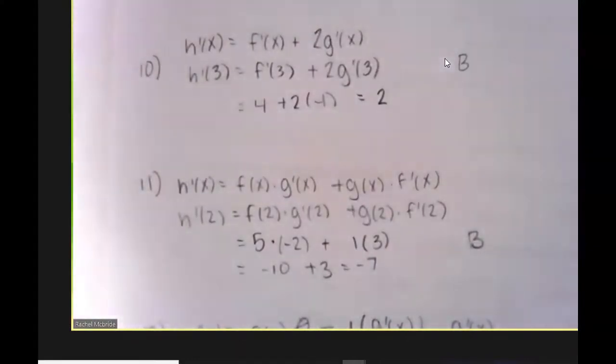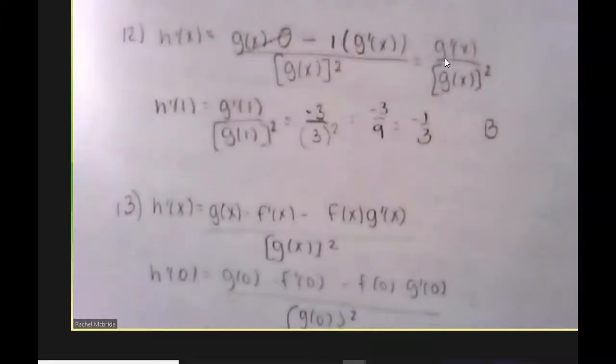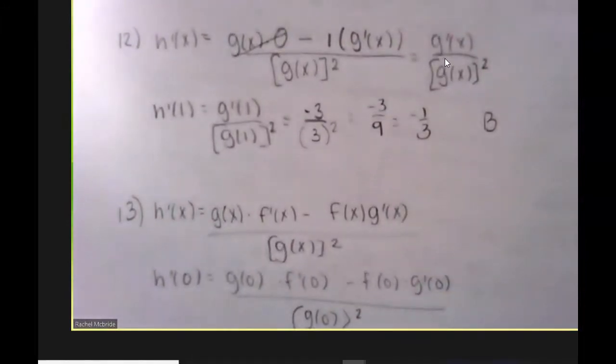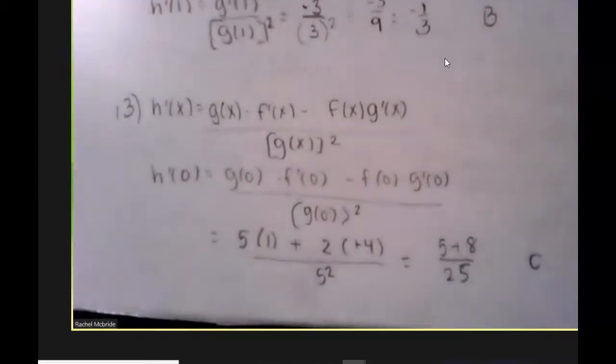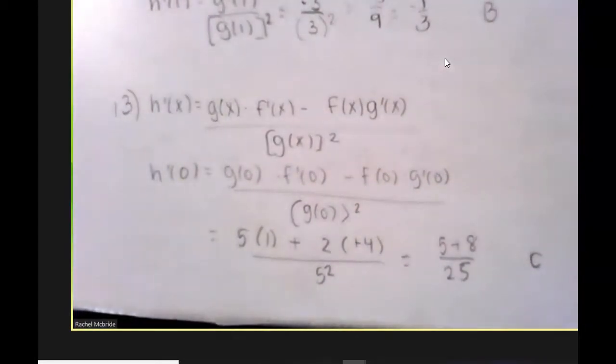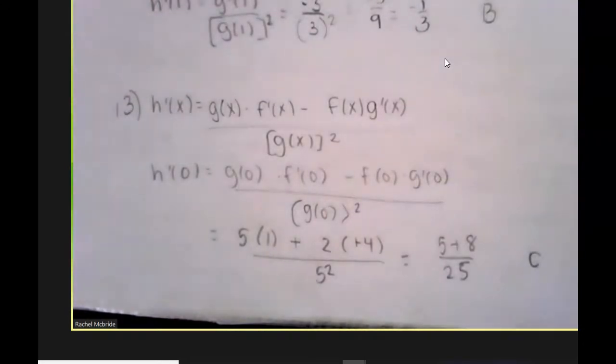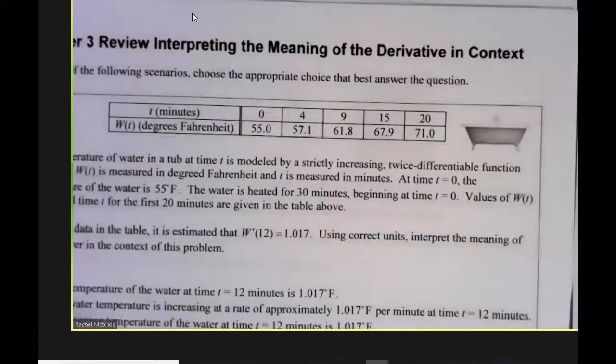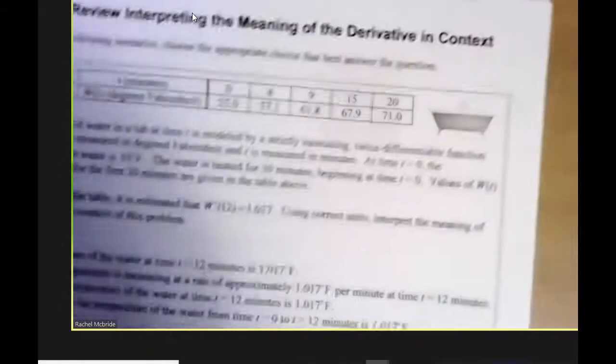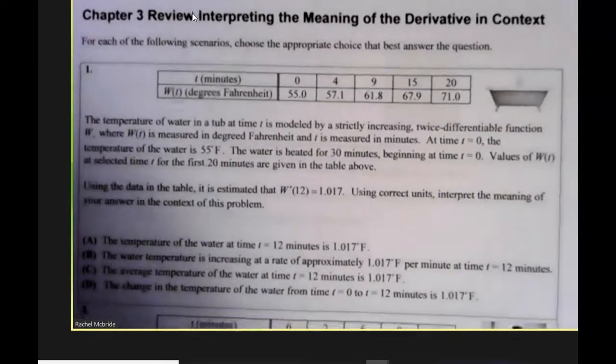So again, in case you need to see any of that work, or you need to go back and check it later, you can. So again, go ahead and take out that chapter 3, interpreting the meaning of the derivative in context.